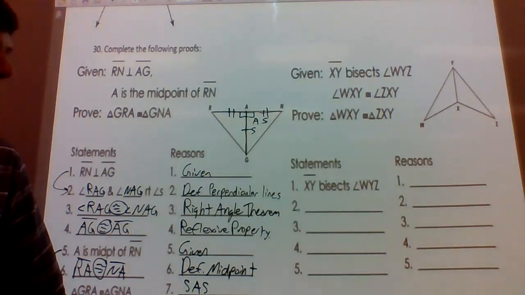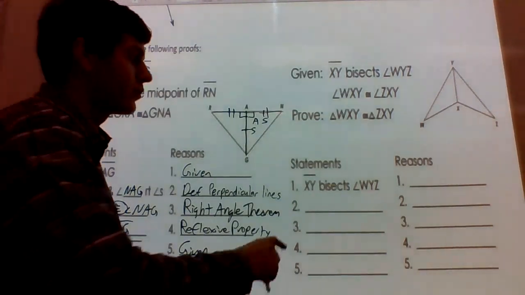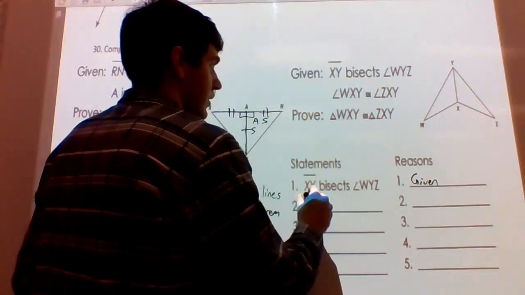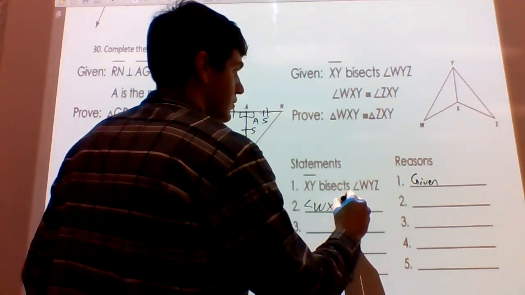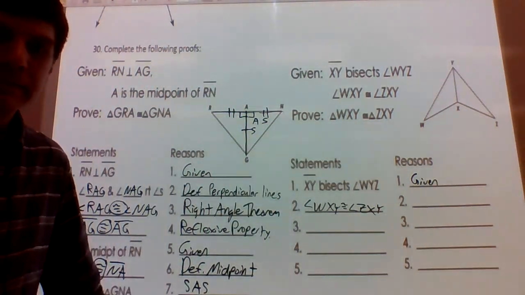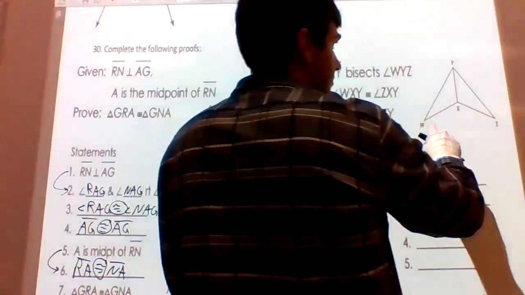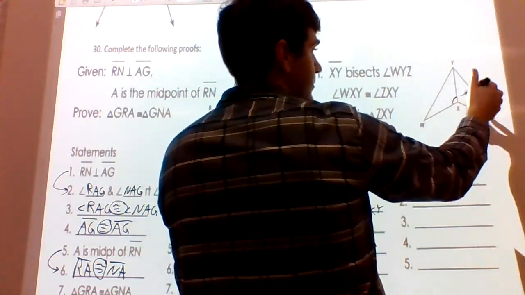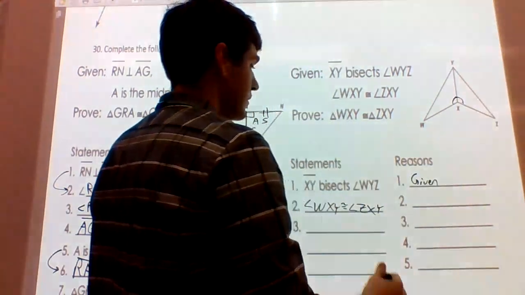Last one. Given that XY bisects angle WYZ, we're also given that angle WXY is congruent to angle ZXY. So step 1 from our proofs, let's write our given. They've written our first given here. Okay, let's write our second given: angle WXY is congruent to angle ZXY. Let's fill it in. WXY is congruent to ZXY, and that's given.